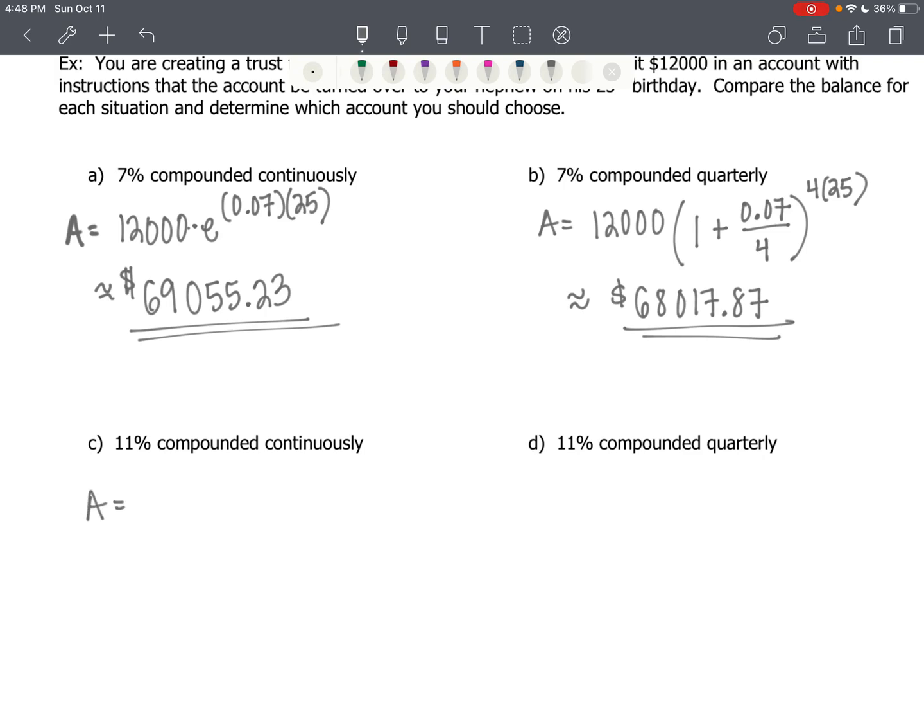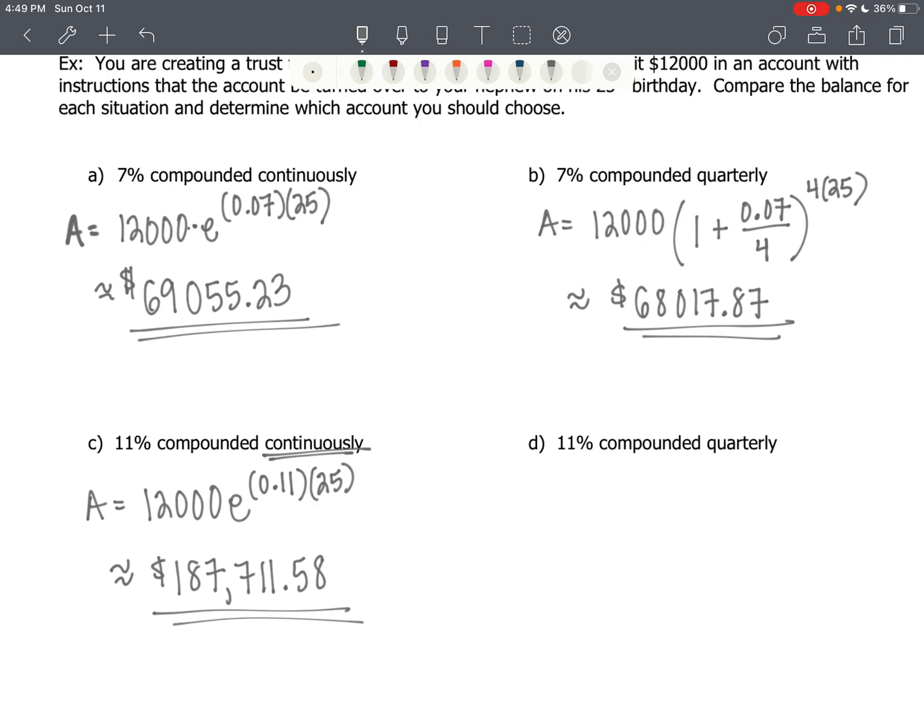11% compounded continuously, well, the rate is higher, so that tells us something. 12,000 times e, because we're talking about PERT, raised to the rt power. The rate is 0.11 and 25 years is the time. We put that into our calculator and holy cow, $187,711.58. Winner, winner, chicken dinner.